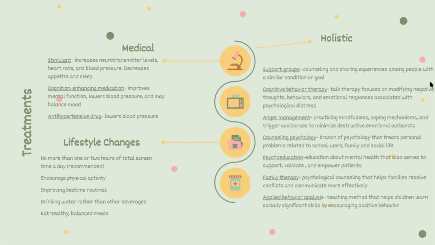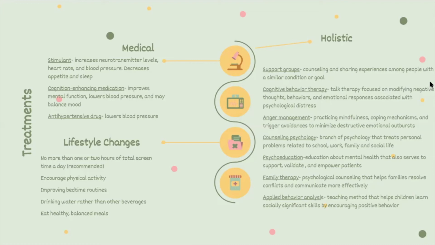There are some lifestyle changes that the parents can help the child accomplish for treatment, such as limiting the total screen time each day to 1 or 2 hours, which includes iPads, televisions, etc., encouraging physical activity throughout the day, improving bedtime routines every day, every night, drinking water rather than other beverages such as soda and juices, and eating healthy, balanced meals.